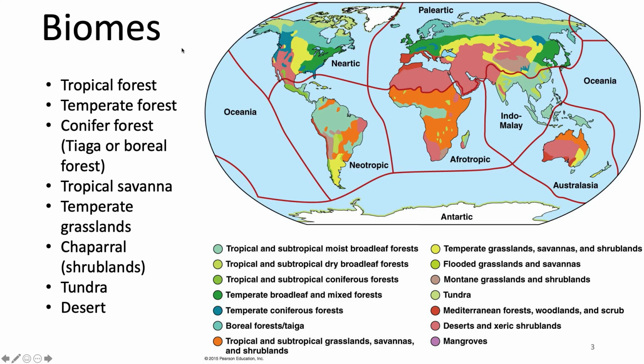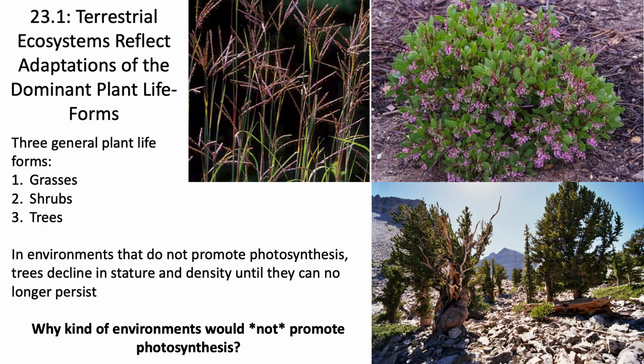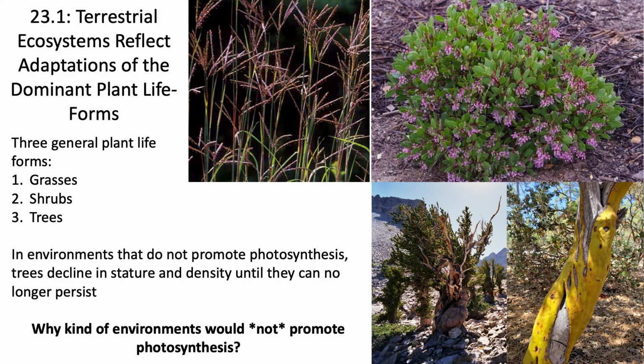Oh, and there are 3 general plant life forms that are used in classifying these different biomes, which we will talk about now. There are 3 general plant life forms that are used to classify terrestrial ecosystems. One of them is grasses. This is either big bluestem or little bluestem because it's one of my favorite grasses. Grasses have less carbon in their stems, so they can allocate biomass to photosynthetic greening leaves.